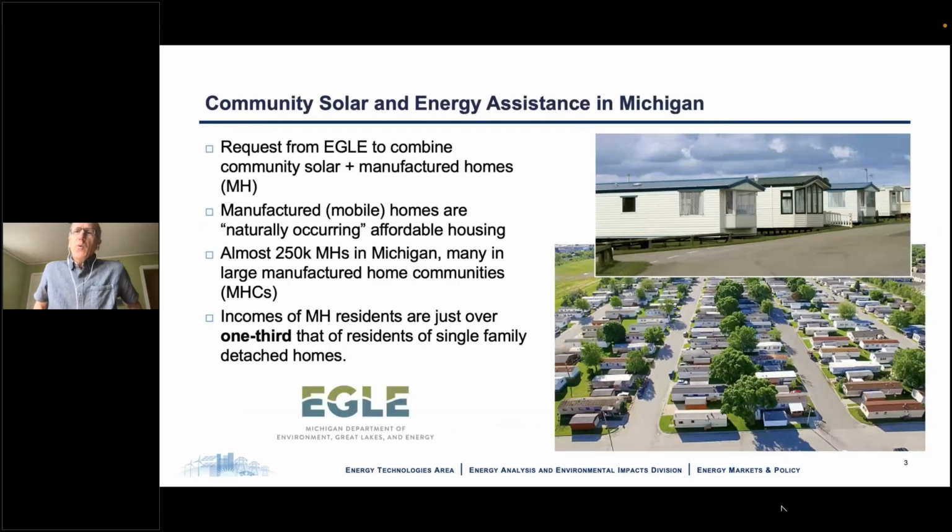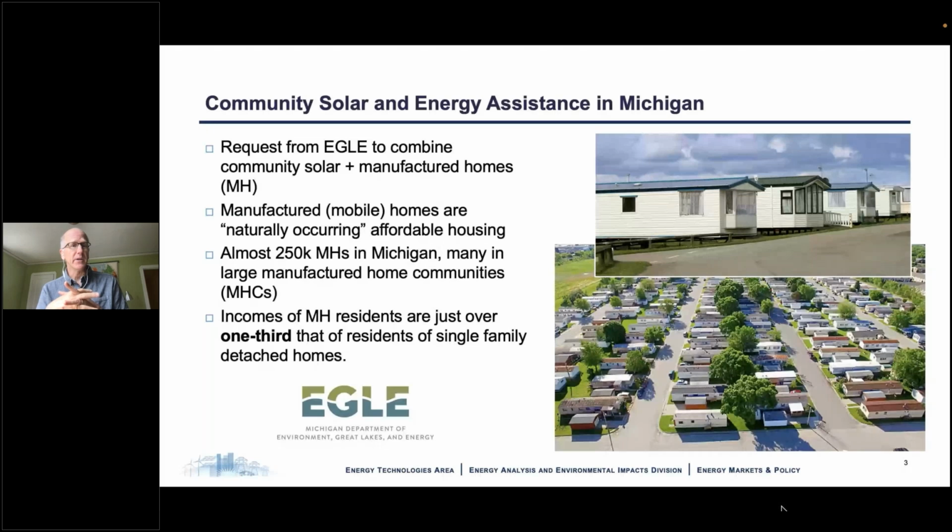So the report in this case for Michigan, EGLE was interested specifically in manufactured homes, sometimes known as mobile homes, though they're not always that mobile. They're a form of naturally occurring affordable housing.